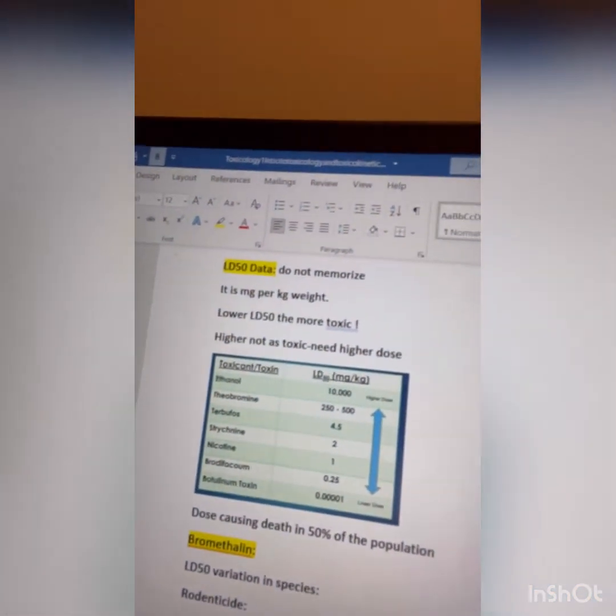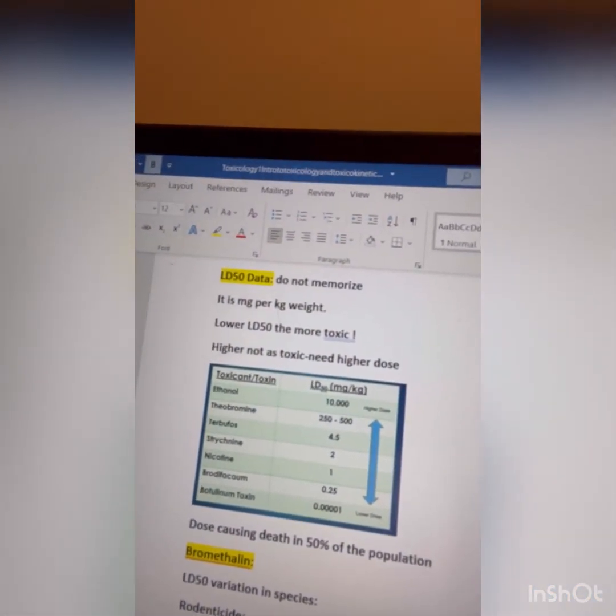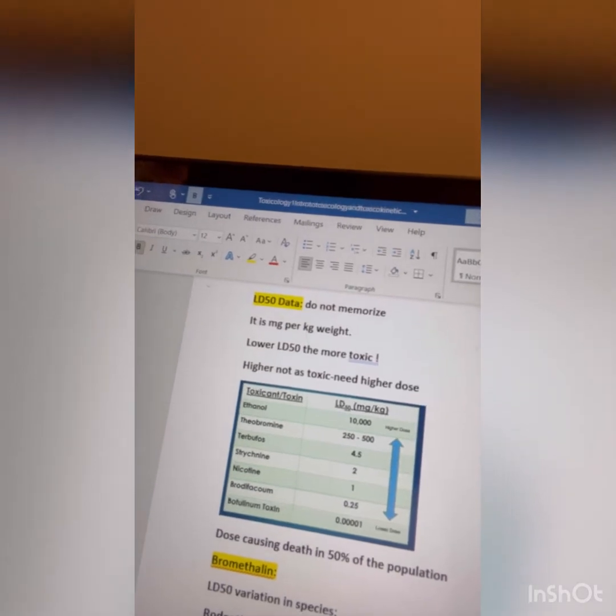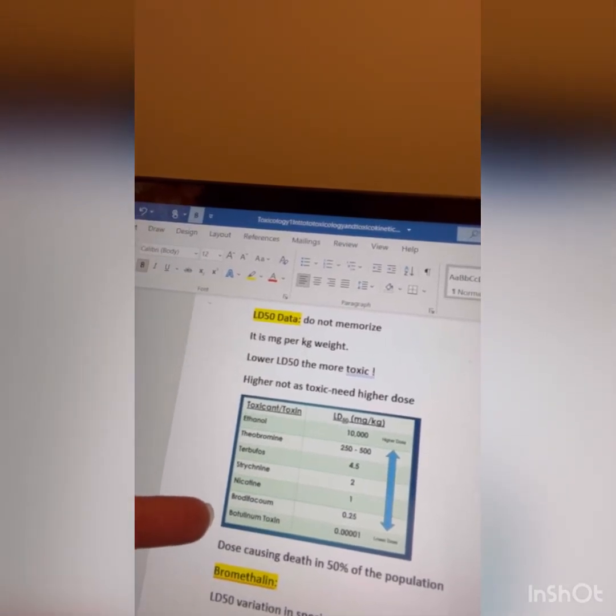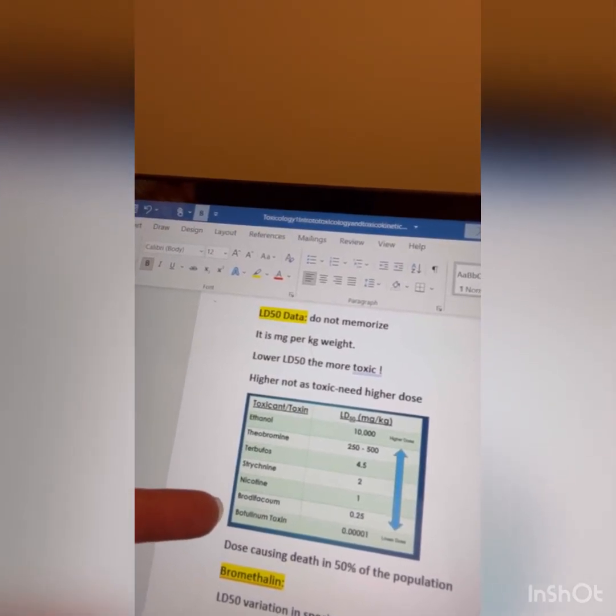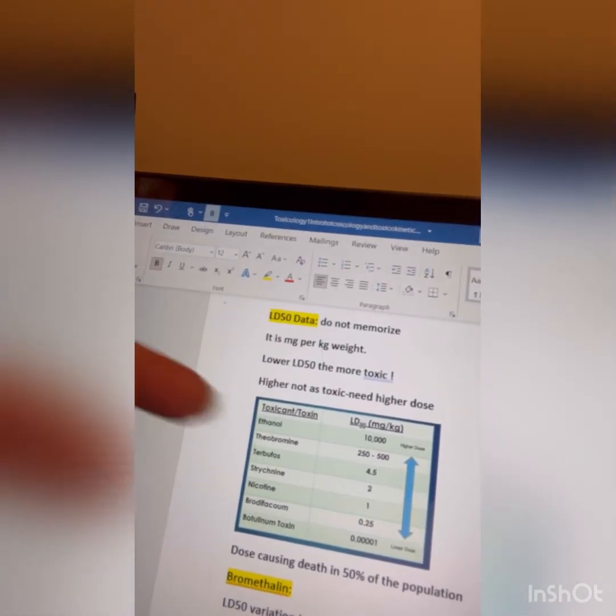So here's a few on this chart. I'm not going to go over them with you, but botulinum toxin is at the way bottom, so this would be the more toxic drug. And then we have ethanol here at the top, which is not as toxic. It's still toxic, but not as much as botulinum toxin.